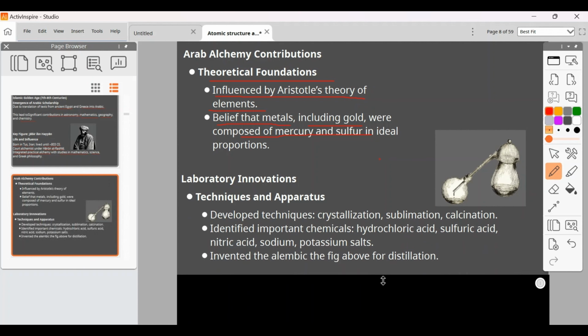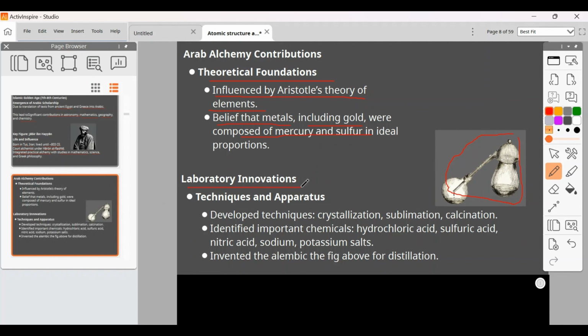One of the most important contributions is this tool here. It was developed by Jabir ibn Hayyan and it is called the alembic, which is derived from the Arabic word al-imbigh.